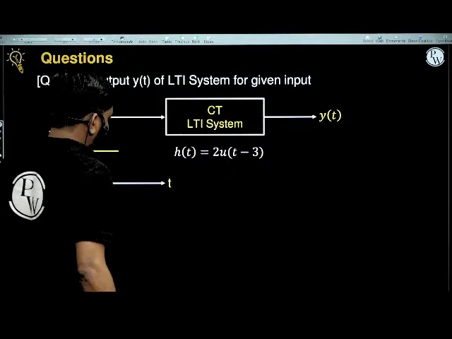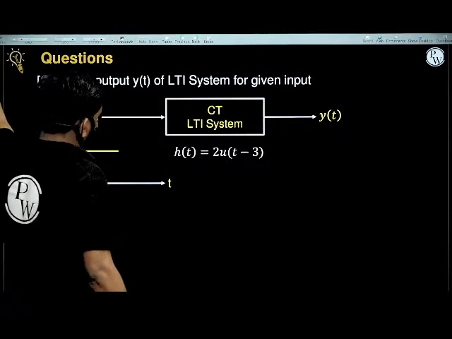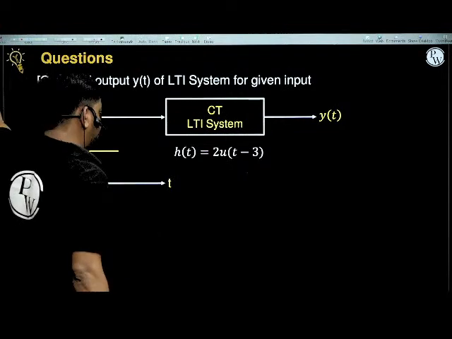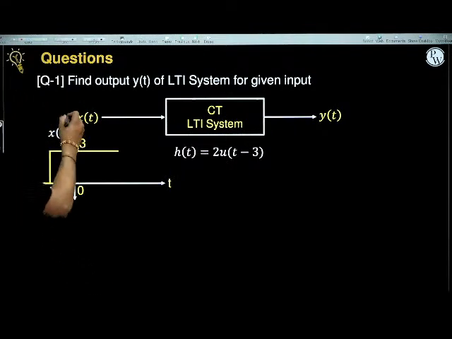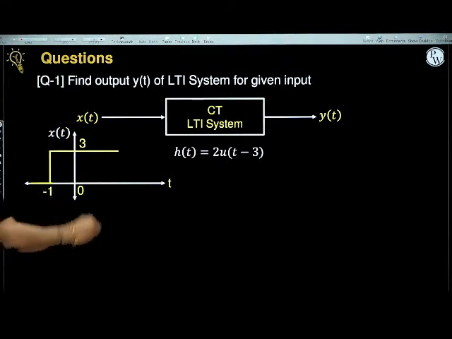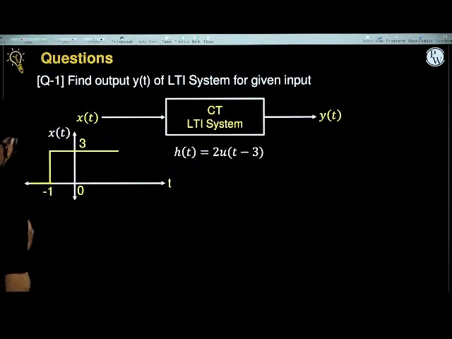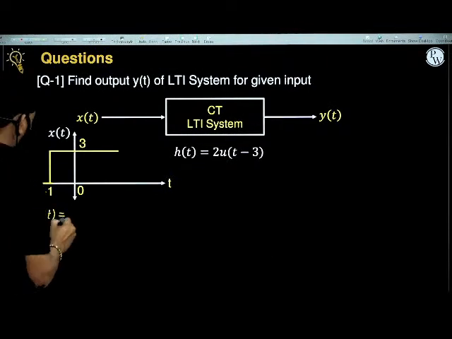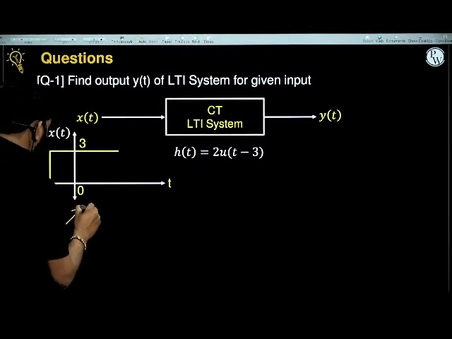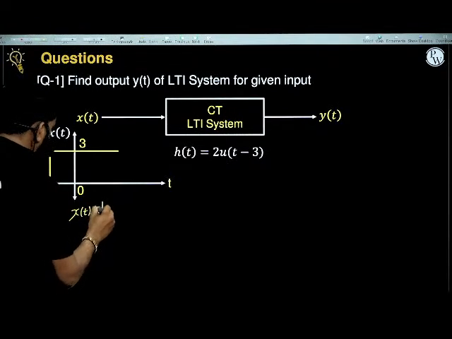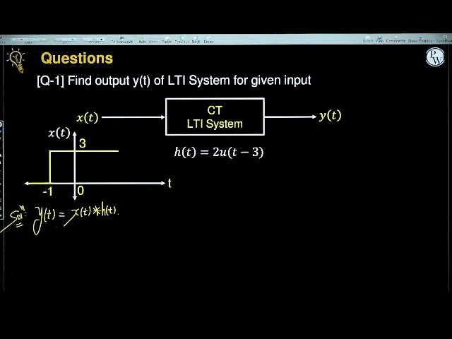A continuous time linear time invariant system is given, whose impulse response h of t is equal to u of t minus 3. The input is given graphically. So find the output. How to find the output? Output is nothing but the convolution of the input signal x of t with the impulse response h of t, guys. Correct?